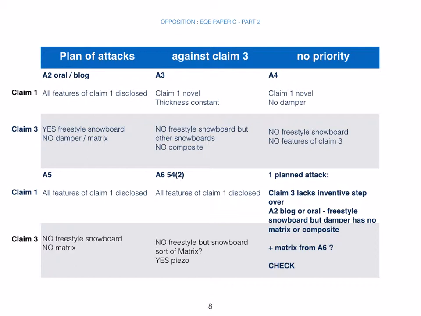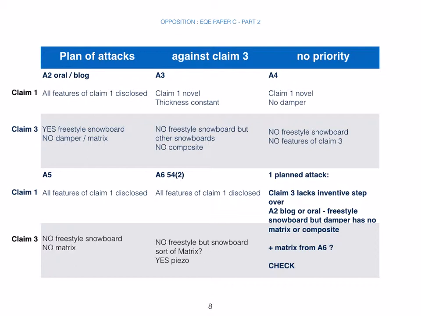In this case, A6 is a 54(2) document because claim 3 has the filing date. A2 stands out as closest prior art. It's the only document with a freestyle snowboard, and the missing feature is the matrix. I noted down that only A6 has something like a matrix, but I wasn't sure of the A6 disclosure, so this will have to be checked to consolidate the attack.